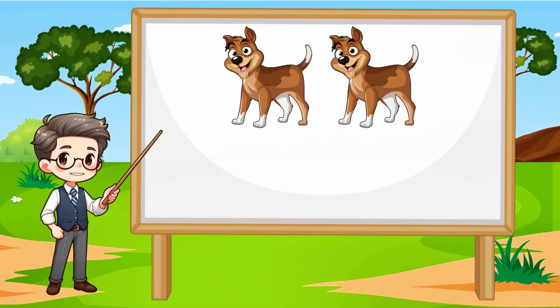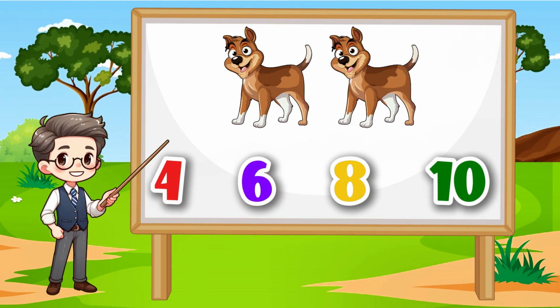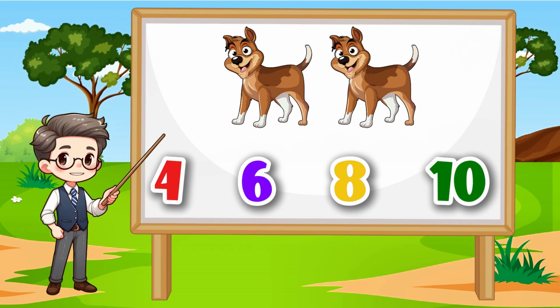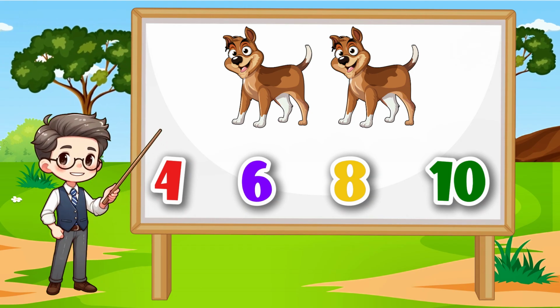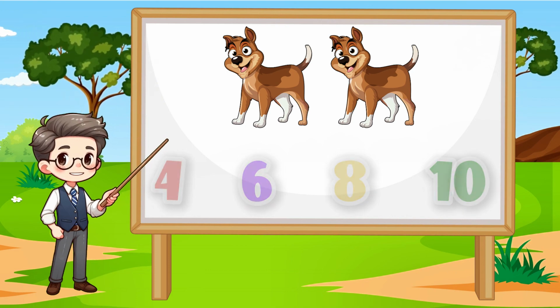How many legs do 2 dogs have? Is it 4, 6, 8, or 10? And the answer is 8.